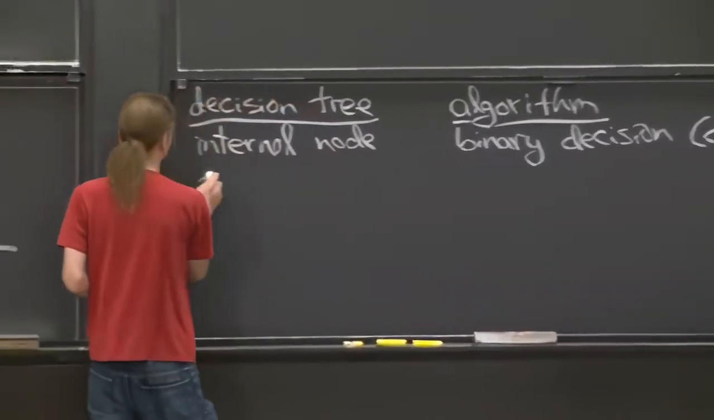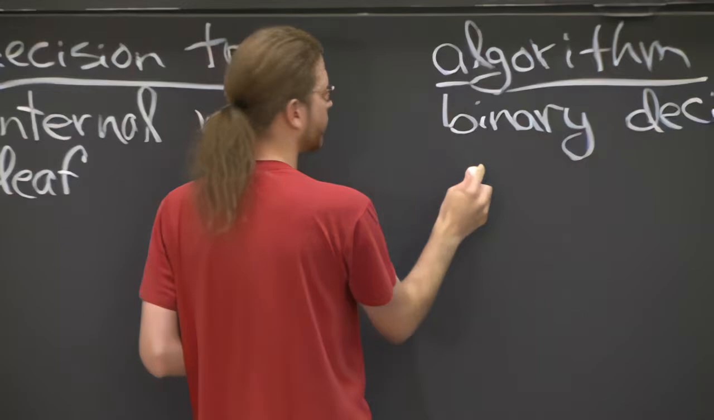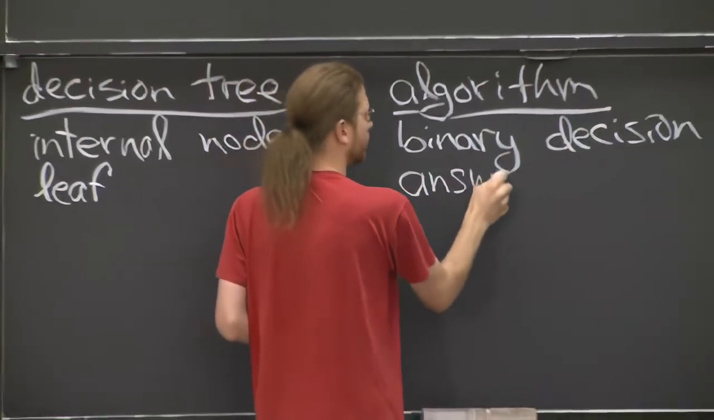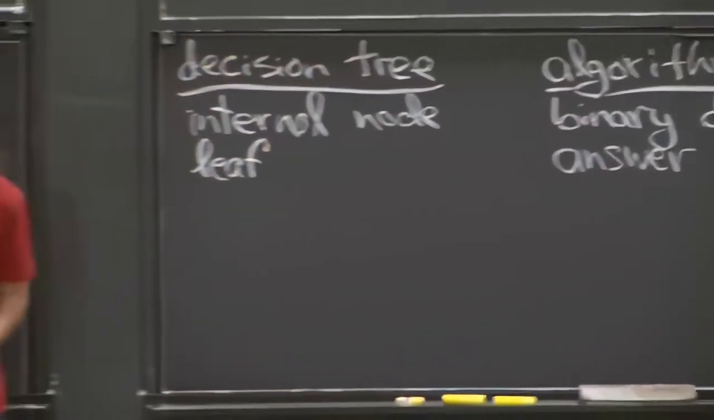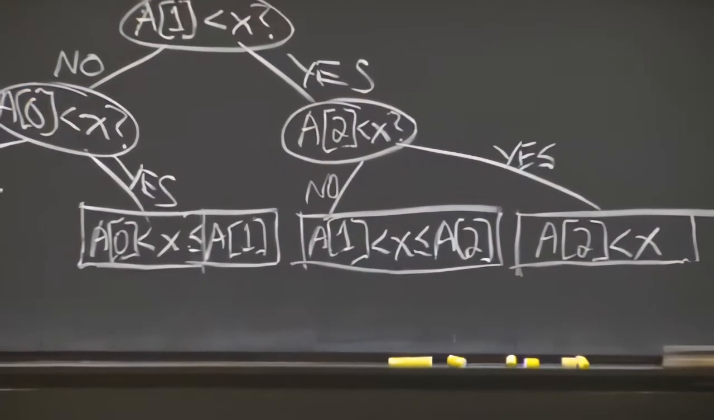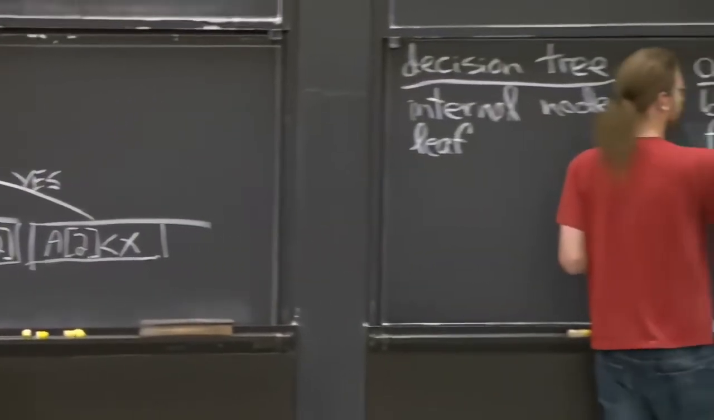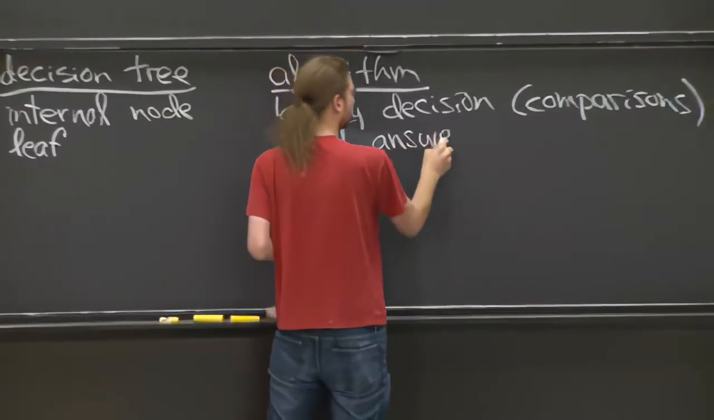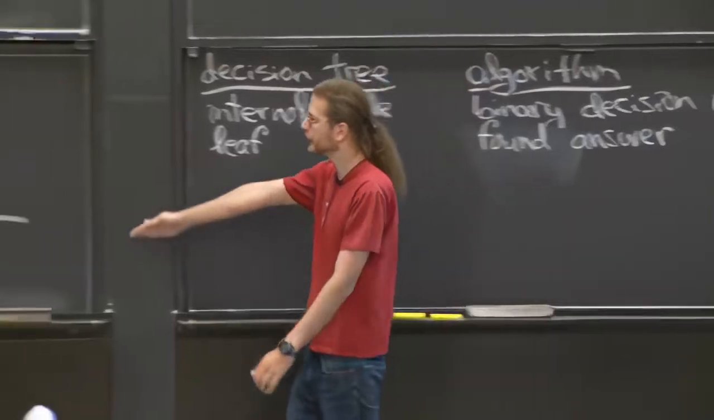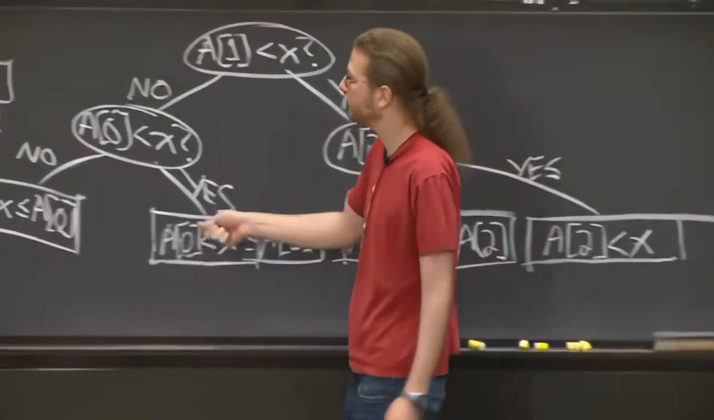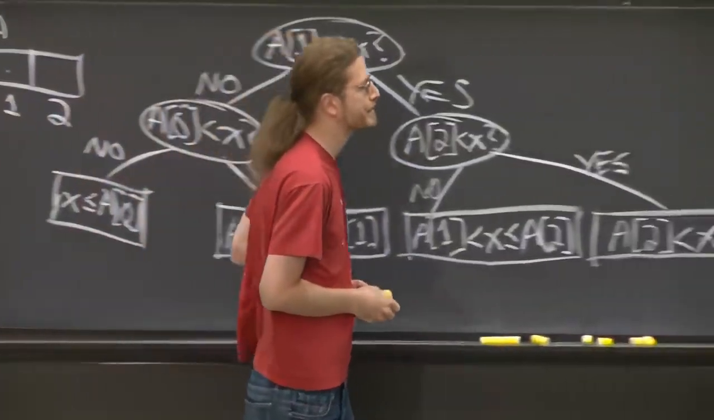Okay, and then a leaf in this tree stores or represents that you've found the answer. Maybe I'll say found. So when the algorithm terminates, it returns some answer to the problem. That's what we write down here. Here's where x is in this array. And yeah, we're done.